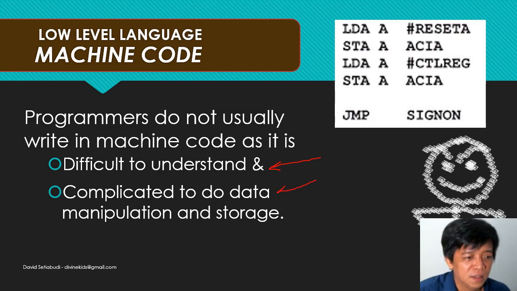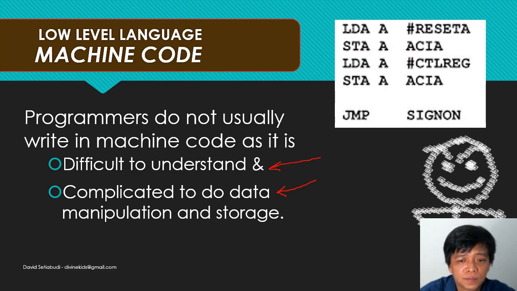Okay. The second one is that it is too complicated to do data manipulation and storage. If there is an error, and I want you to do a data manipulation, you want to manipulate the data, how can you do that? All you see is 0, 1, 0, 1, 0, 1. Which one do you want to edit? Which one do you want to manipulate?